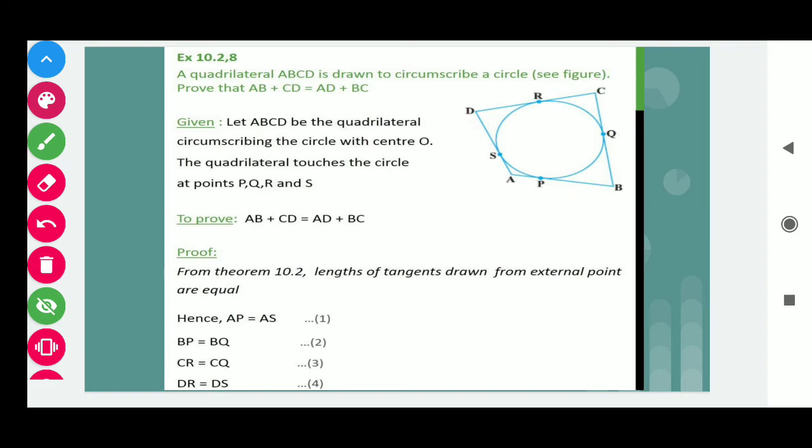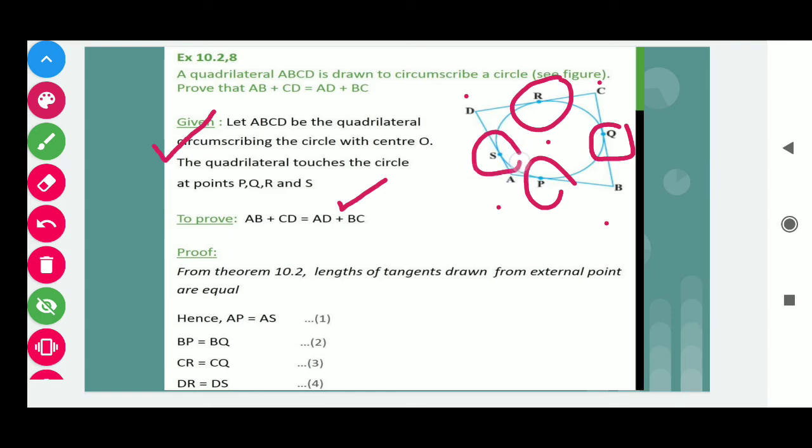Given: let ABCD be the quadrilateral circumscribing the circle with center O. The quadrilateral touches this circle at points. You can see here the quadrilateral ABCD touches this circle at points P, Q, R and S.